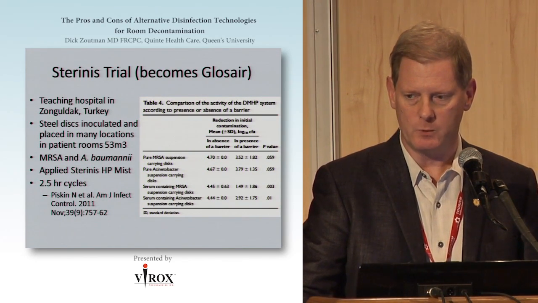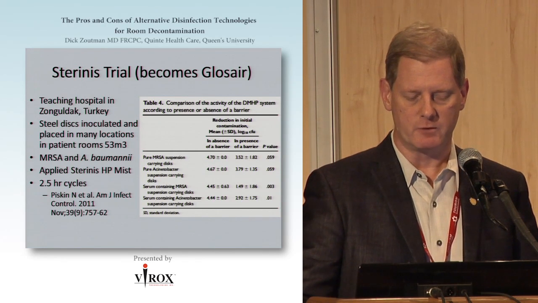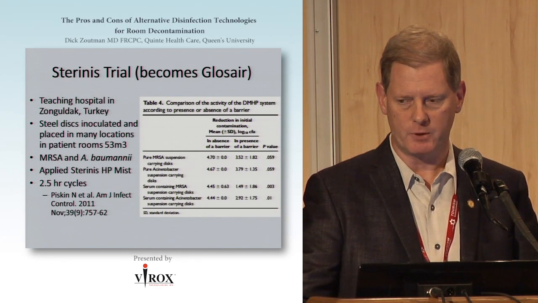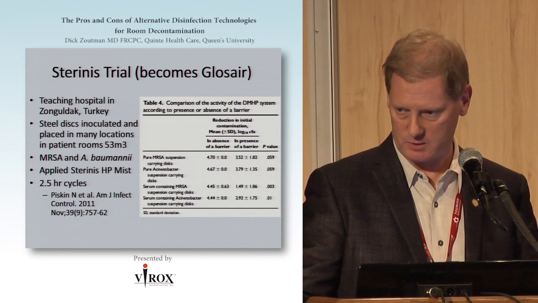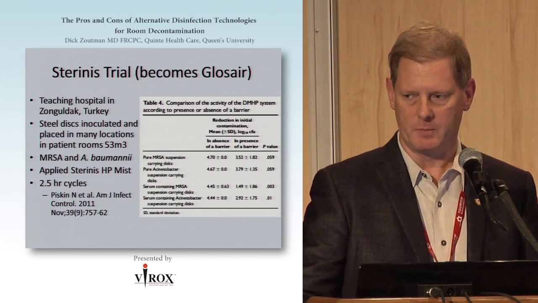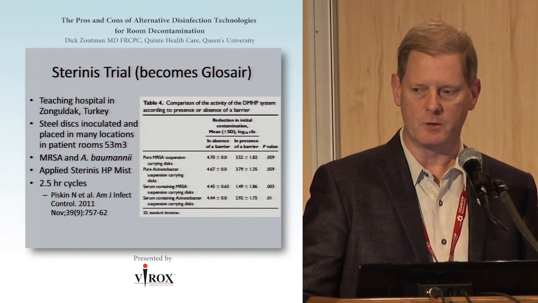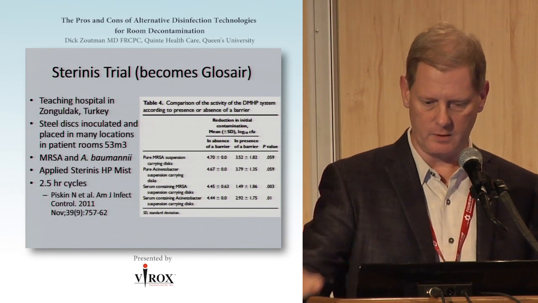Just so that you're aware, you will find literature referring to the Sterinis system out of France. It was purchased by J&J and is part of the line of products offered by Advanced Sterilization Products, and is now known as Glosair, so that you understand the names.